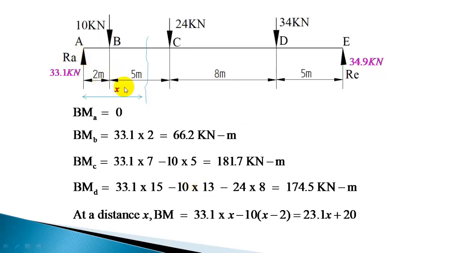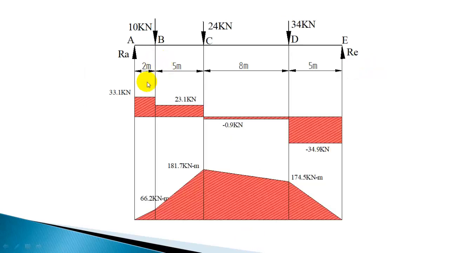Now we have already obtained the shear force in the various sections and also calculated the bending moment at salient points. Now you can plot the shear force and bending moment diagram. We know the shear force is constant in the various sections, and we got the values of shear force. In the section AB it is 33.1, in the section BC it is 23.1, in the section CD it is minus 0.9, and in the section DE it is minus 34.9.